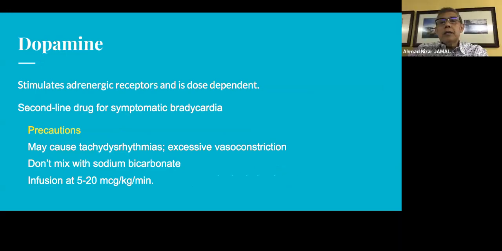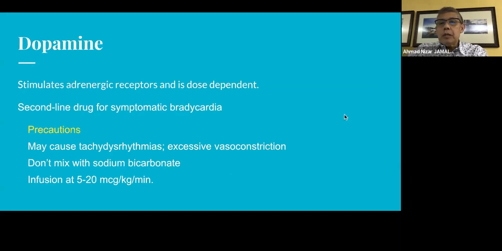So dopamine is an agent that can increase the heart rate as well. The trouble with dopamine is it is dose dependent. So a certain dose must be given to achieve an increased heart rate. It is the second line drug for symptomatic bradycardia. And again, because it may cause tachyarrhythmia and excessive vasoconstriction, you have to be aware of those side effects and consider the effects of dopamine on the patient.